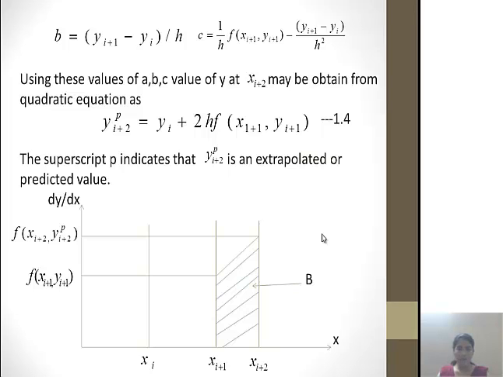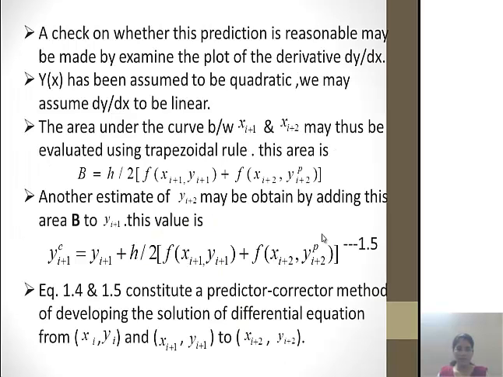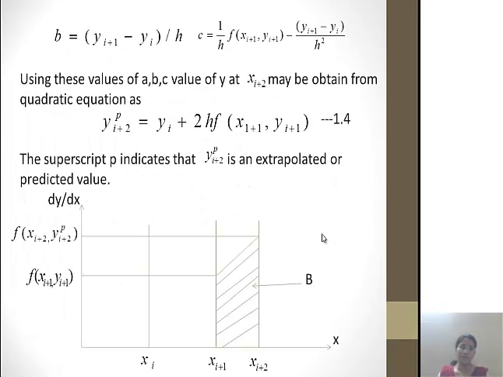This is a graph showing the function at xi plus 1, yi plus 1 and xi plus 2, yi plus 2. B is the area between these two points. A check on whether this prediction is reasonable may be done by examining the plot of the derivative dy by dx. This is our graph.